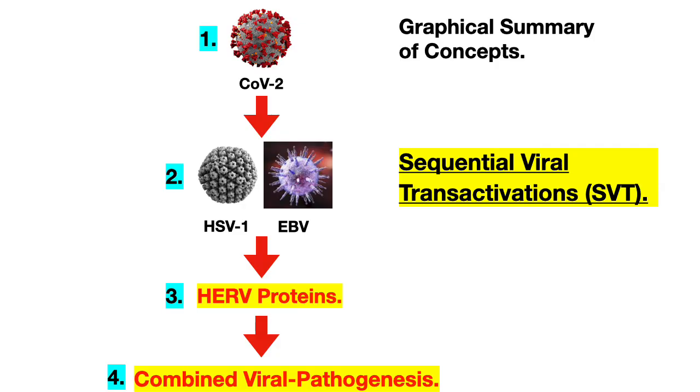First, step 1, a COVID-2 infection reactivates herpes viruses, such as HSV-1 and or Epstein-Barr virus. These are just two of the herpes viruses that can be reactivated by COVID. Step 3, HERV proteins can be reactivated either by COVID-2, HSV-1, or EBV. These HERV proteins are toxic and immunogenic. So besides the HERV proteins, there are multiple proteins and RNAs being generated by these upstream viral infections. And so what is a result of this is a combined viral pathogenesis, all arriving from a process which we can refer to as sequential viral transactivations.